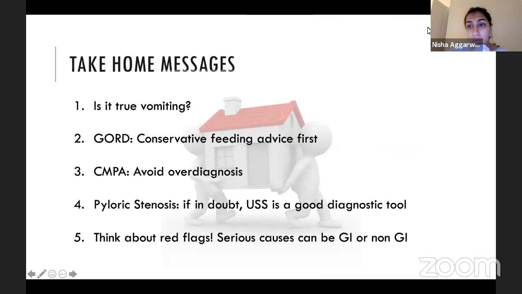So the main things that I wanted you to take home from this presentation was thinking about your history. Is this true vomiting? You want to know, is this possetting? Or are we actually dealing with a projectile vomiting pyloric stenosis or a bilious vomiting obstruction?